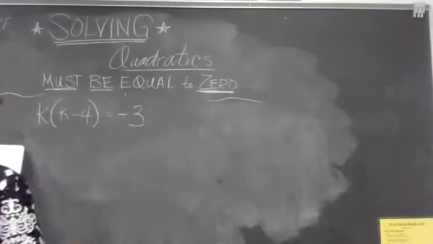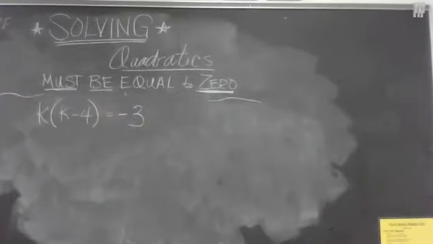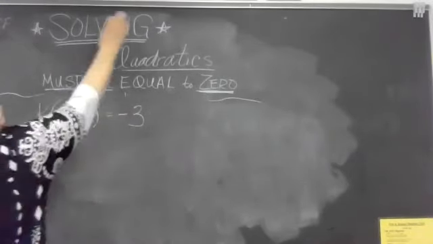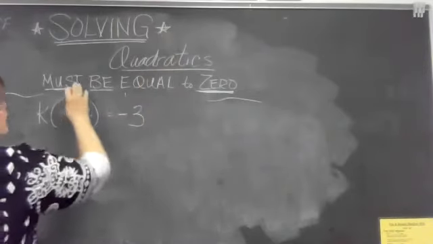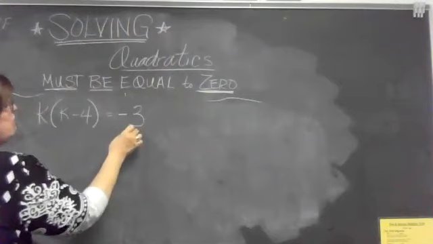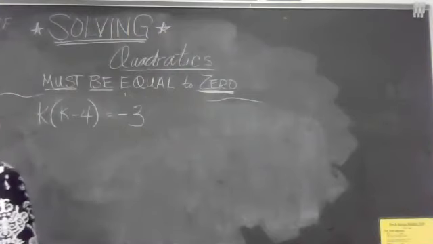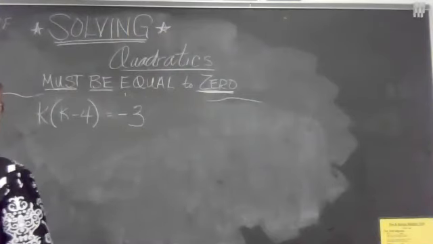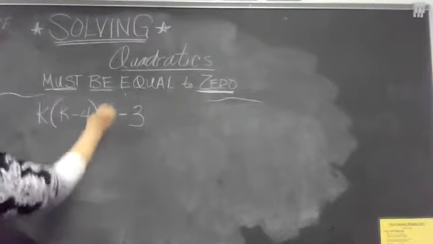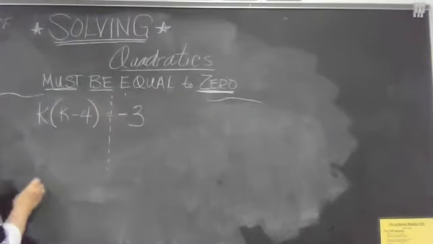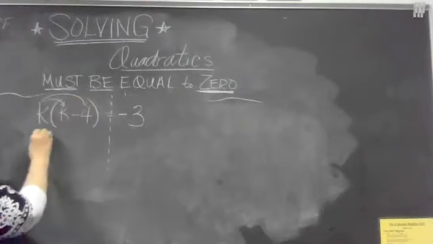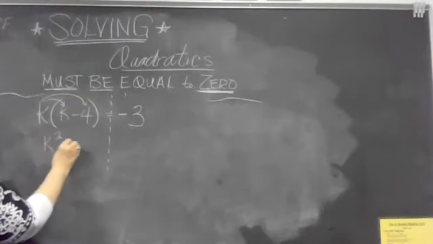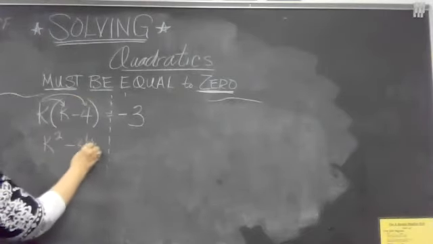Okay, our very first thing that we have to realize, we have a quadratic. It has to be equal to 0, and it is not equal to 0. So we have to fix it. And the way we're going to fix that is take care of our parentheses. K squared and 4 minus 4K. Good job.